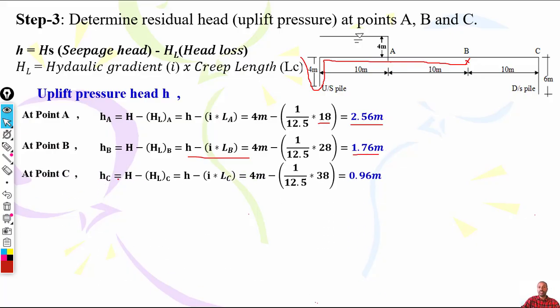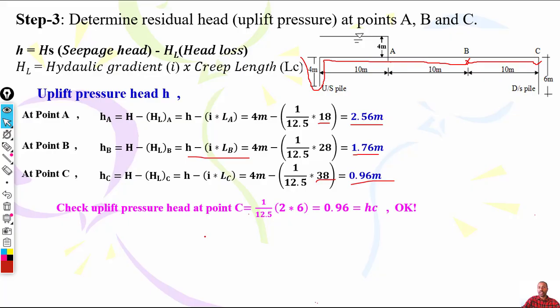Then at point C, you have HC, which is H minus HL up to C. Then you get hydraulic head, which is H, the total seepage, total uplift pressure head. Then you have hydraulic gradient times LC. So you just up to C point, you get this dimension, which is 38. Then you get this value.